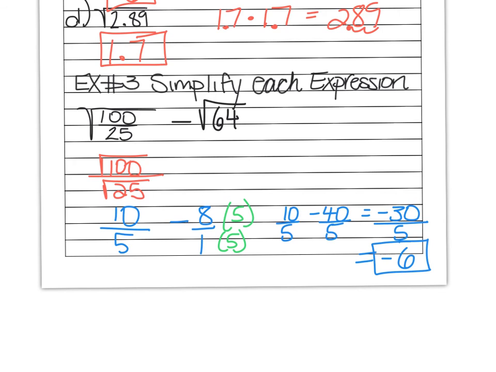You could have also looked at this and said, oh, okay, 5 goes into 10, and it would have been 2. And 2 minus 8 is also negative 6. So that would have been a shortcut. So either way will work.